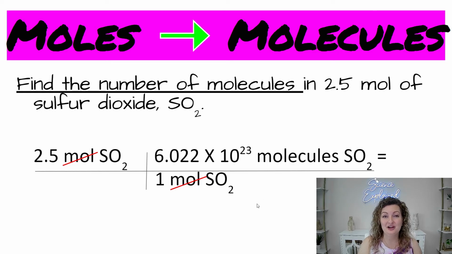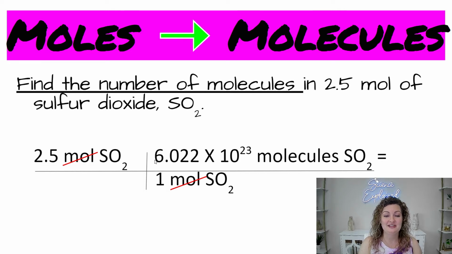So you need to put this in your calculator correctly. You're going to do the 2.5 times Avogadro's number and then divide it by the bottom, which is just 1. So really, this is just multiplication in this case. Now, helpful hint, when you're putting in Avogadro's number in your calculator, if you're just using a scientific calculator, use parentheses. I promise it will help you out.